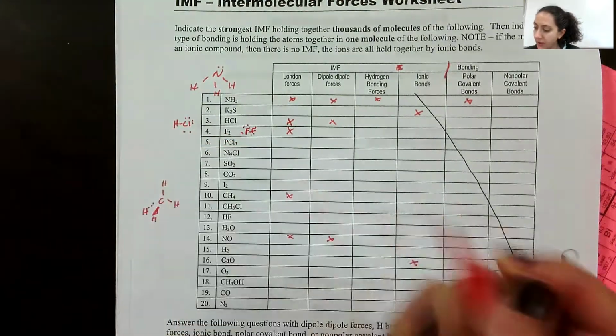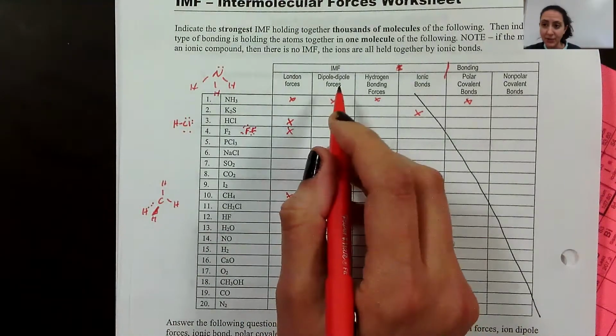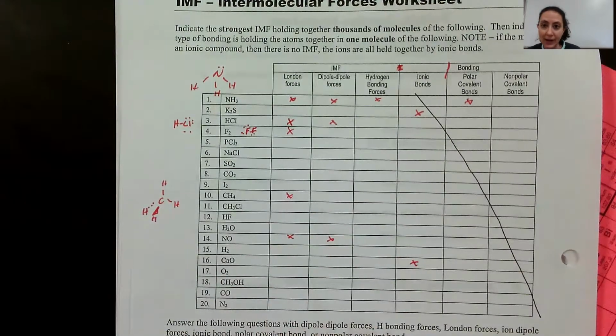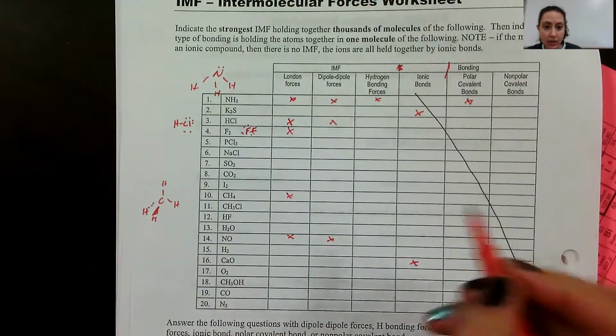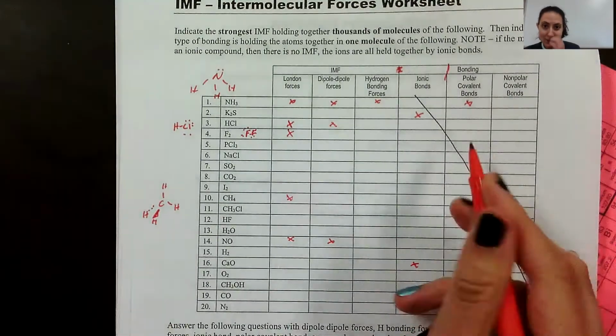However you want to draw it, it's all good. That looks nonpolar to me. Because it's nonpolar, it does not have dipole-dipole forces because there's no dipoles, and it won't have hydrogen bonding either. Technically, if you're curious, it also has nonpolar covalent bonds.